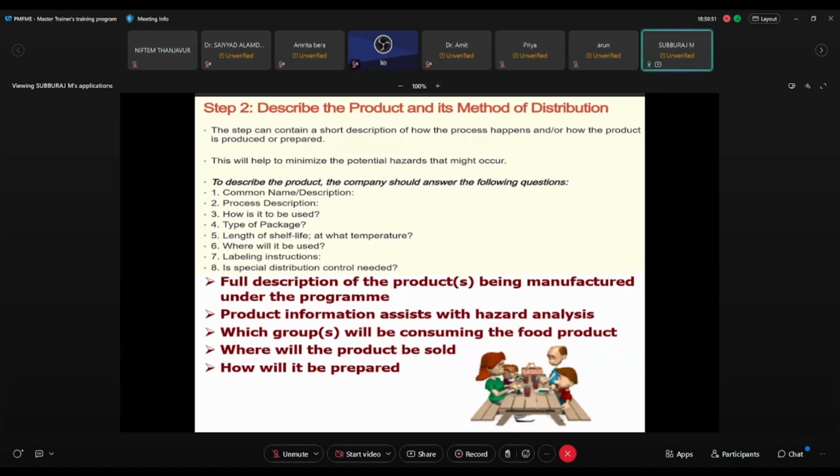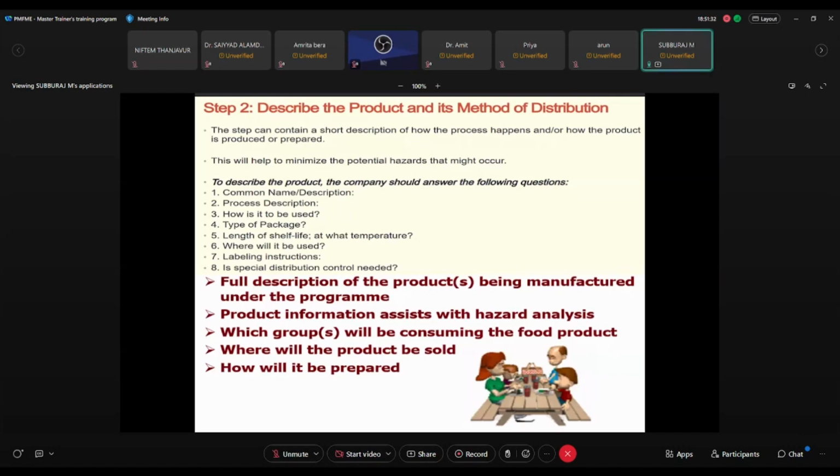We have to mention very clearly where it will be sold and where it will be used. It is used for wholesale distribution only, not for retail sale. We have to mention that very clearly. Who is the consumer? The consumers are the wholesalers, and the intended use of this meat is for primary processing. These are the descriptions we have to mention. To describe the product, the company should answer the following 8 questions in a very perfect way.